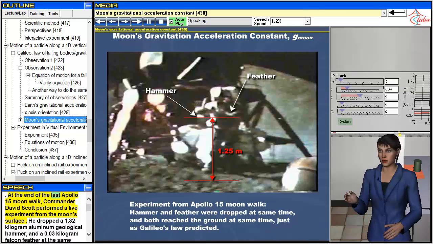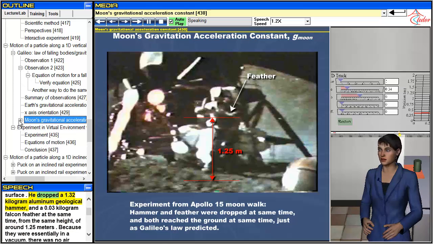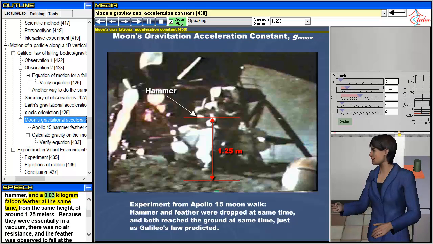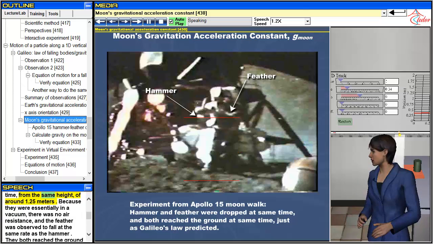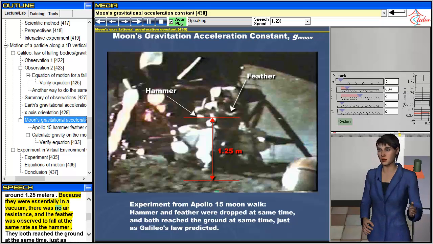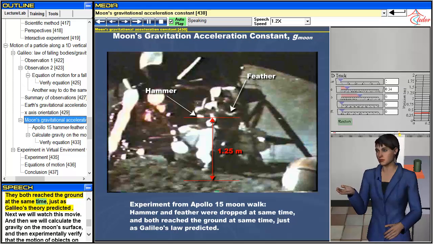At the end of the last Apollo 15 moonwalk, Commander David Scott performed a live experiment from the Moon's surface. He dropped a 1.32 kg aluminum geological hammer and a 0.03 kg falcon feather at the same time, from the same height, of around 1.25 meters. Because they were essentially in a vacuum, there was no air resistance, and the feather was observed to fall at the same rate as the hammer. They both reached the ground at the same time, just as Galileo's theory predicted.